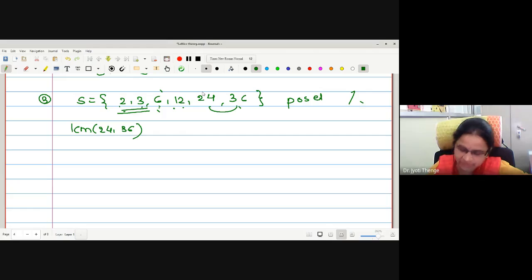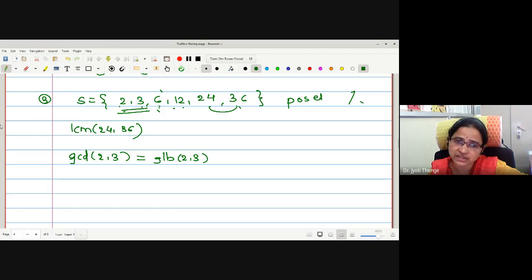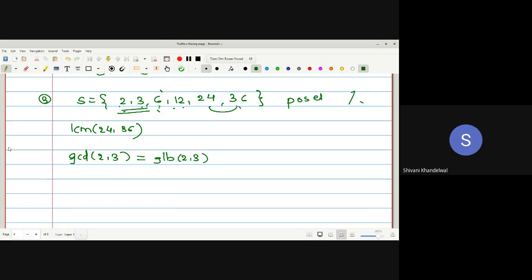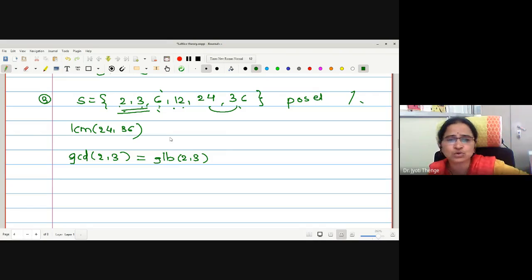We'll check the GLB for all the remaining pairs also, and we'll come to the last pair. GCD of 2 and 3. What is the GCD of 2 and 3? One can also call it the greatest lower bound. It is 1. But is it present in the given set? No, ma'am. So these do not exist, and hence S is not a lattice.